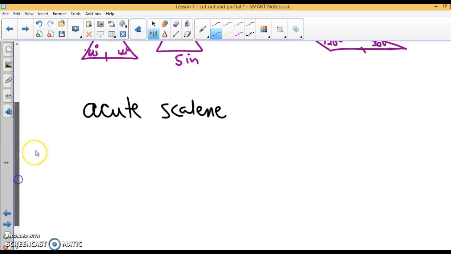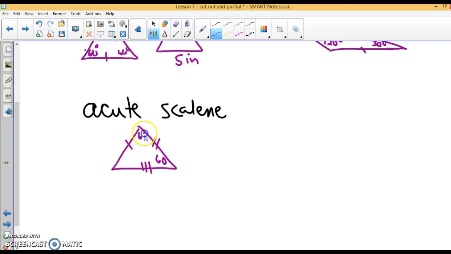Acute scalene. Scalene means 3 different sides. 1, 2, 3. And acute means 3 acute angles. But they all have to be different. So I'm going to say that this one is 60. This one's 61. And this one's 59. Any degrees you want, as long as all 3 are less than 90 and they add up to 180. And they have to be different. 3 different sides, 3 different angles.